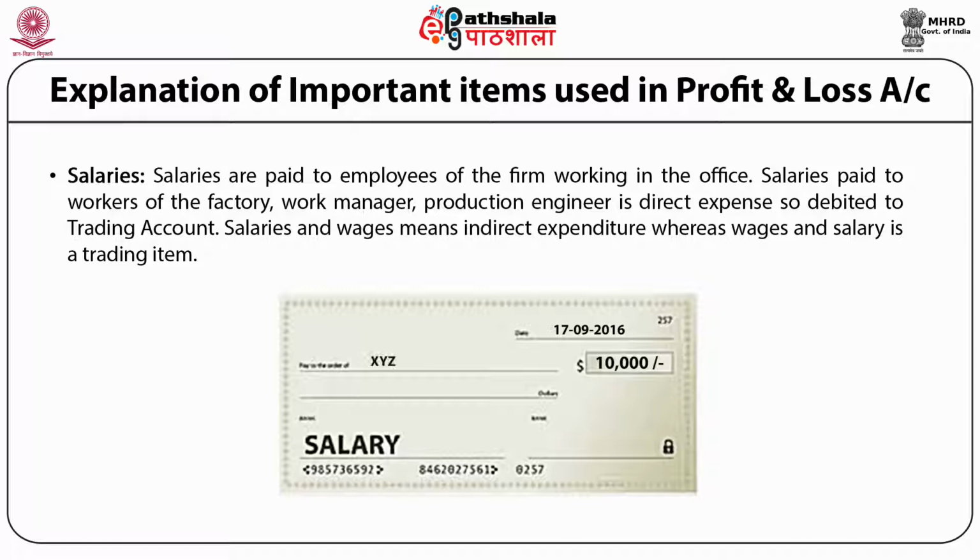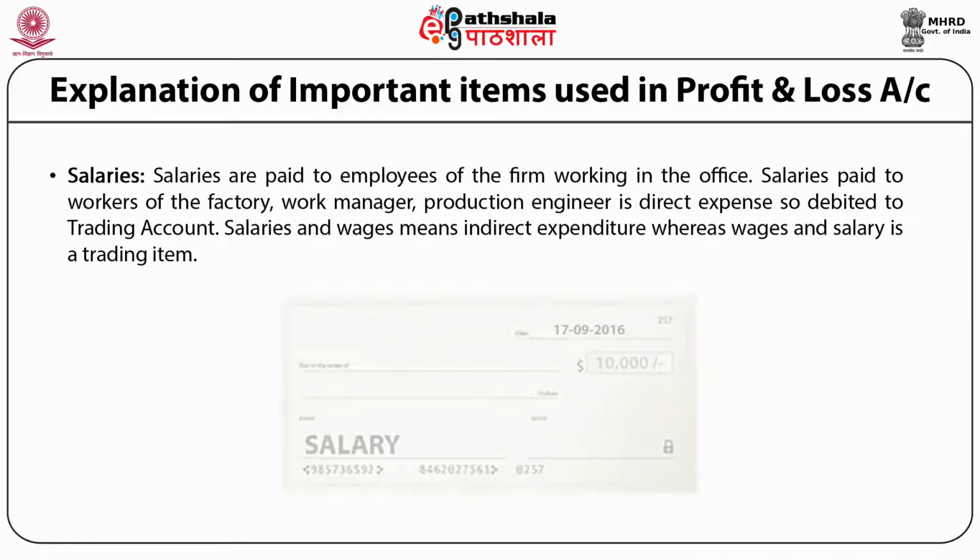What does it mean? If wages and salary is given, it means it is a direct expense and it should be shown in trading account. But if salaries and wages are given, these are treated as indirect expenses and shown in the debit side of the profit and loss account.